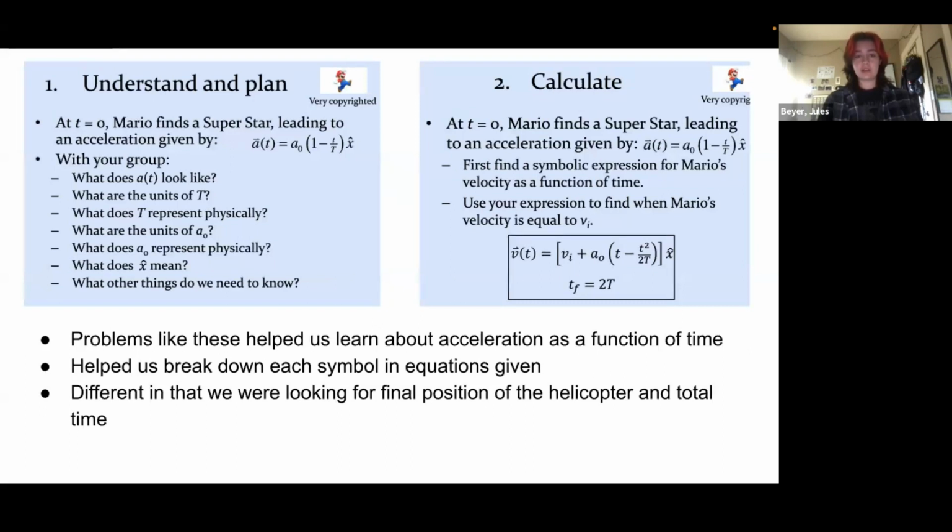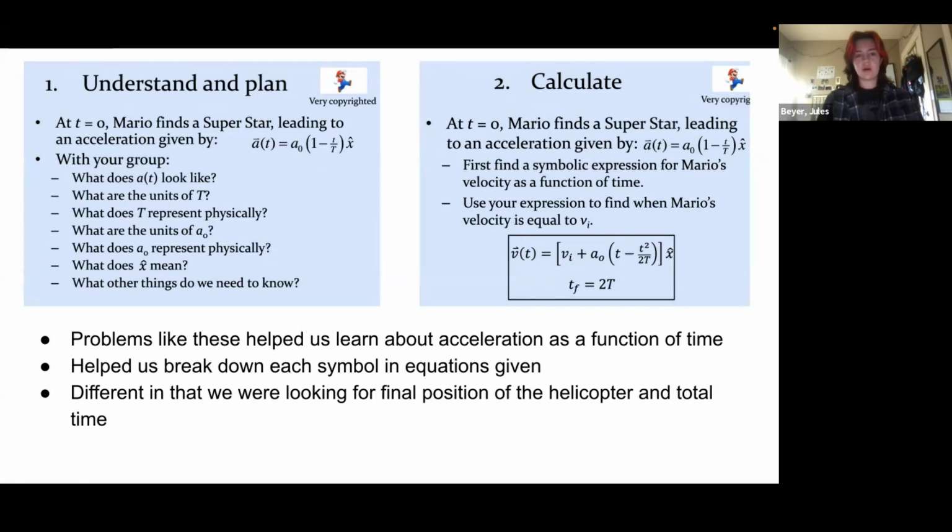Another really helpful problem that we used in class was this Mario problem, which really helped us learn how to break down equations and look at what each symbol represents and how to make sense of things by plugging in units and just breaking down what each part means. So then we can apply that to more complicated problems like the one given in this project. This problem was a little bit different in that they wanted us to find Mario's initial velocity and when Mario's velocity returns to his initial velocity, whereas in this project, we were just looking for the final position as well as how long the helicopter was in the air.